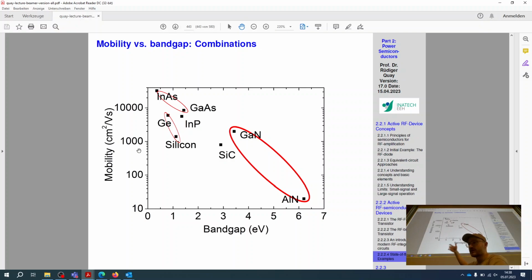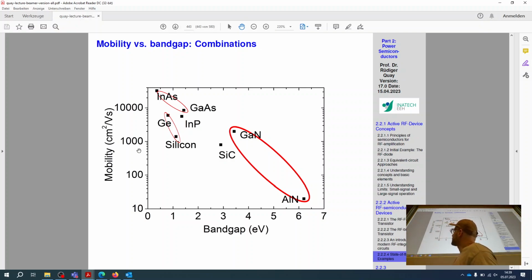Fmax is maximum current gain, FT is unilateral gain, voltage gain. You can reach frequencies of up to 1 terahertz. So you can have an RF gain of up to 1 terahertz.